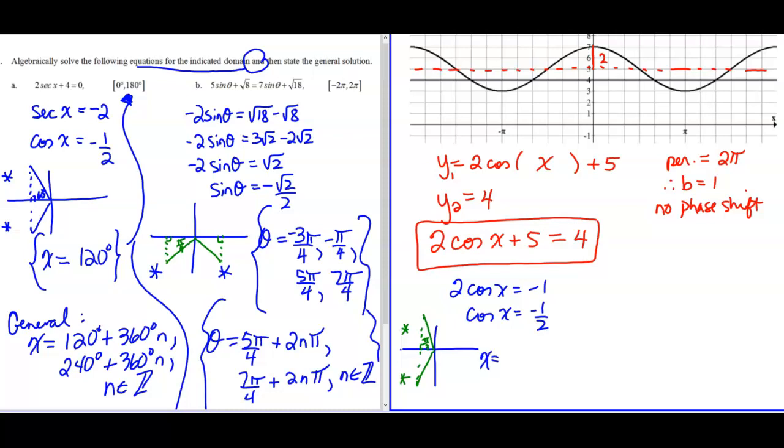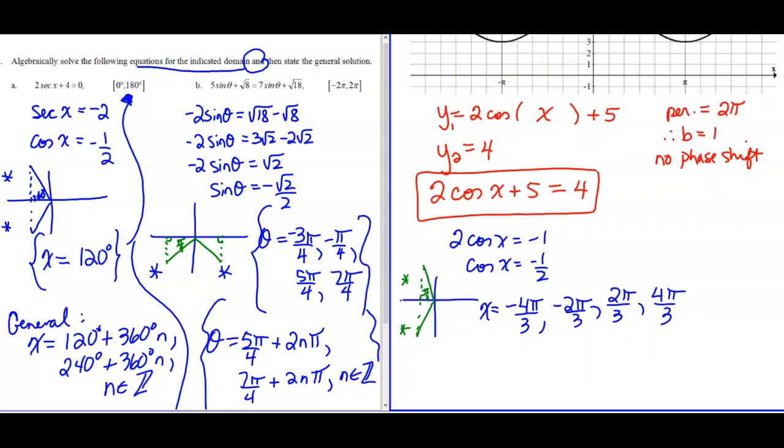Okay, so negative 2 pi would be negative pi plus pi over 3, so negative 4 pi over 3. Here, negative 2 pi over 3. Then positive would be positive 2 pi over 3, and positive 4 pi over 3. So really, plus or minus 2 pi over 3, plus or minus 4 pi over 3, if you wanted to show it like that. More compact.